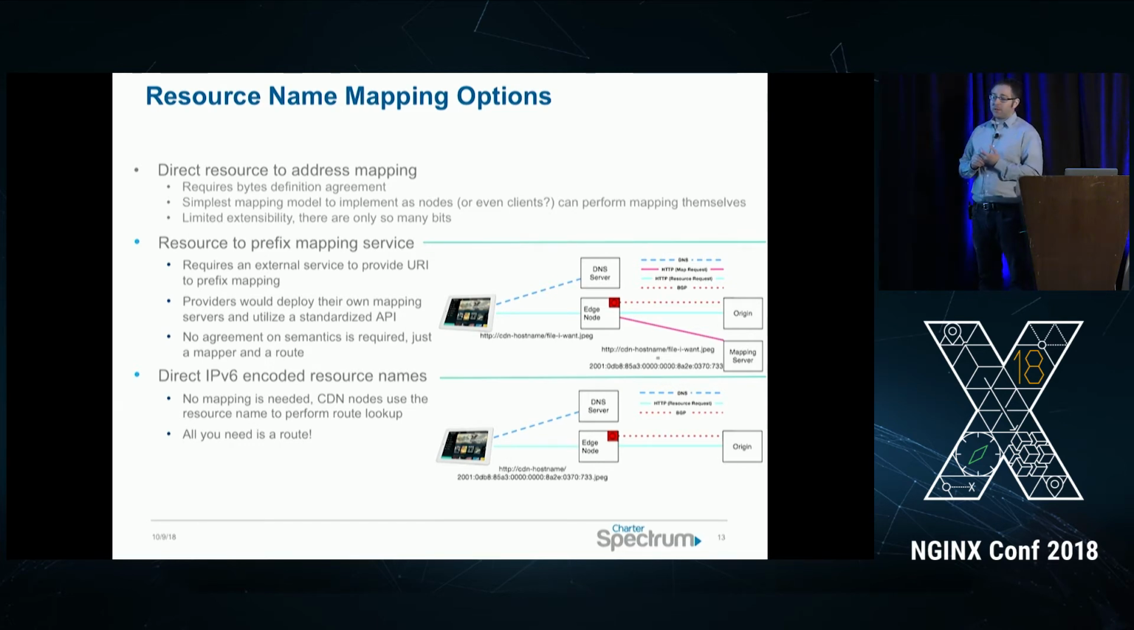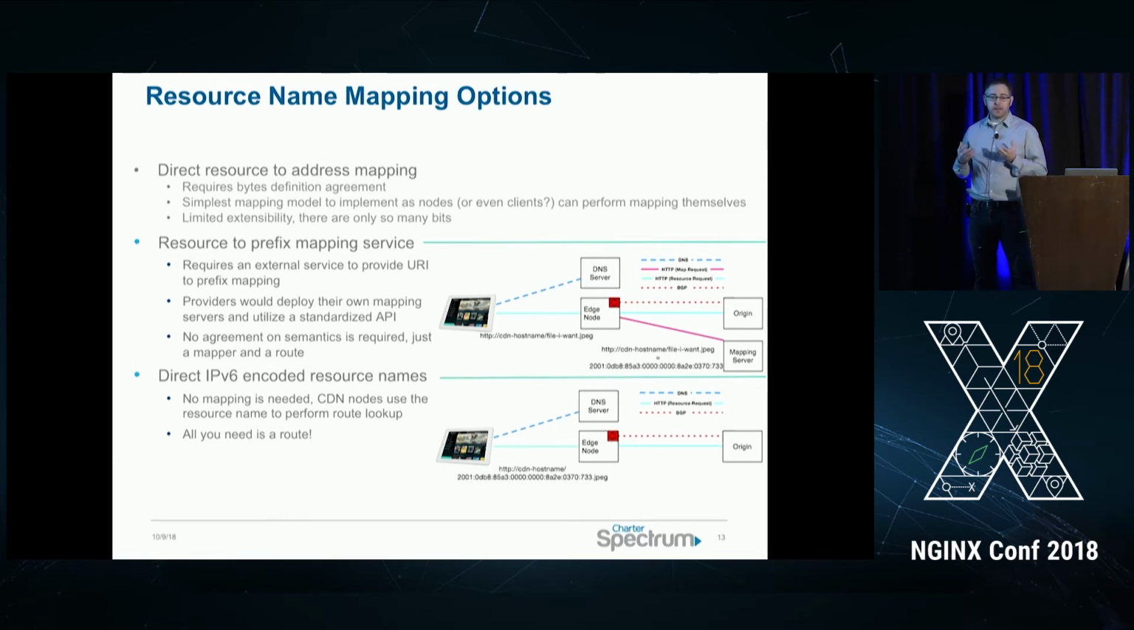However, it does mean everyone in the industry has to agree on how that mapping works, and that seems pretty impossible. Also, there's only so many bits, so you run out of the ability to do this at some point. So while it's the easiest, it's probably not the one that would win. The next model is a mapping service.